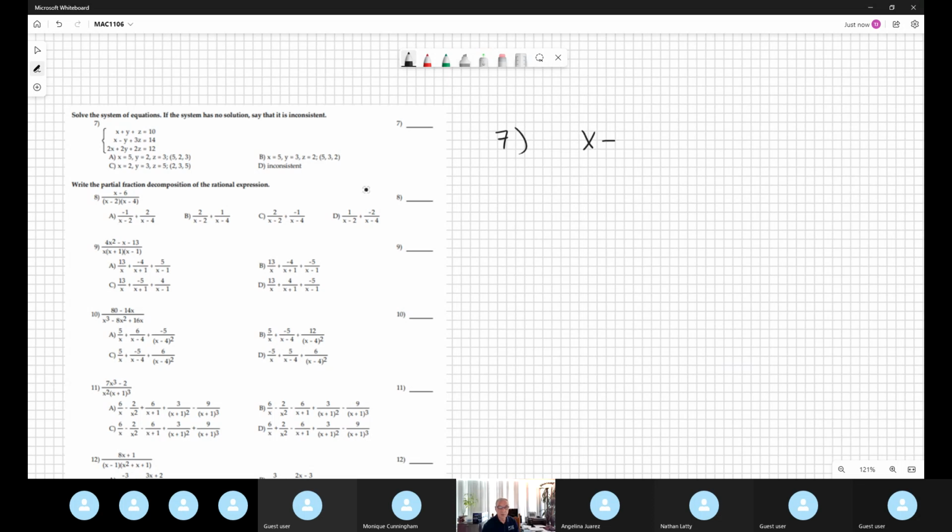Suppose x plus y plus z equals 10. This is my first equation. The second one is x minus y plus 3z equals 14. And the third is 2x plus 2y plus 2z equals 12. This is equation 3, and this is my system, 3 equations, 3 variables.